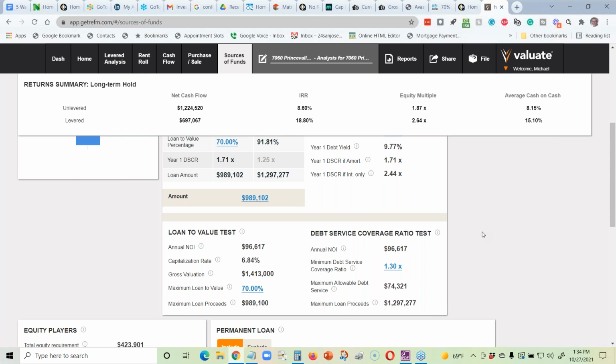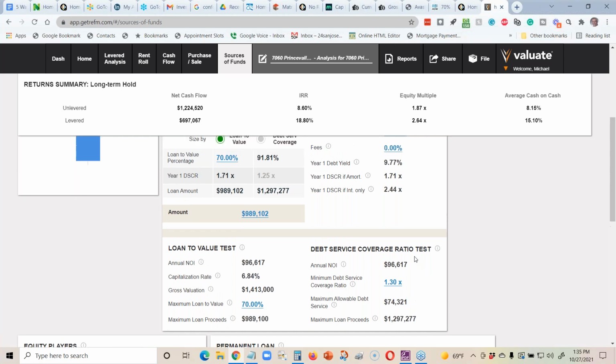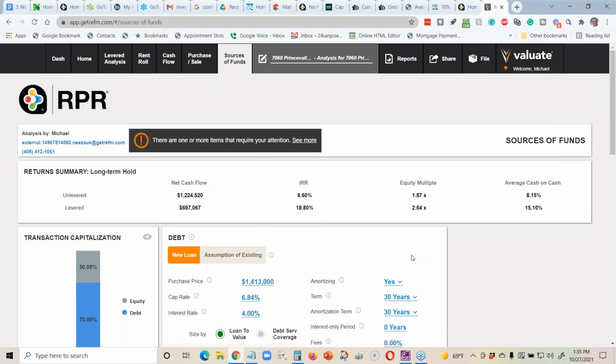Even if you've got a bad credit score, you'll probably still get a loan. Because the lender is thinking, how could we go wrong if you don't make the payments? We'll just take over the property and it makes more money than the mortgage payments, right? So does the property qualify? And that's where this debt service ratio comes up.